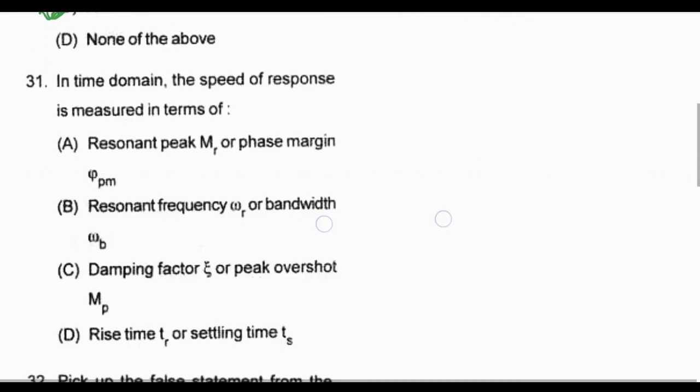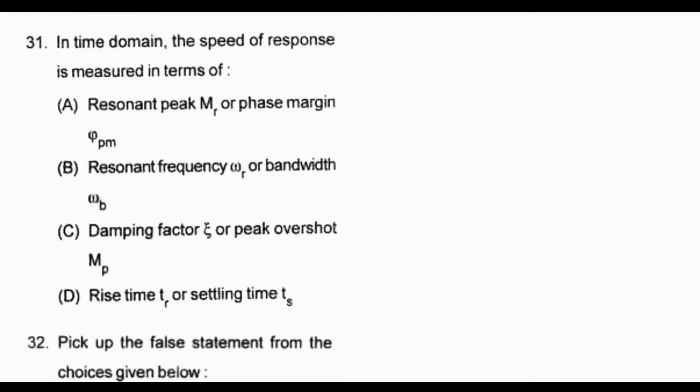In the time domain, the speed of response is measured in terms of what? Option A is resonant peak Mr or phase margin. Option B is resonant frequency omega r or bandwidth omega b. Option C, damping factor zeta or peak overshoot Mp. Option D, rise time or settling time. Speed of a system means we have to consider time, so here the answer is rise time or settling time.